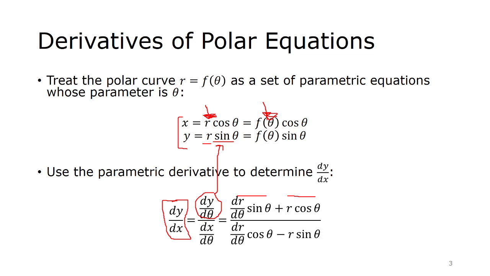Do the same thing on the bottom. dx/d theta becomes dr/d theta times cosine, but then for the second term, the derivative of cosine becomes negative sine theta, so we end up with a minus sign in our formula there too. You can feel free to just memorize this formula for dy/dx, but if you remember where it comes from, it might be a little bit easier to remember all the parts in case you're not quite sure.